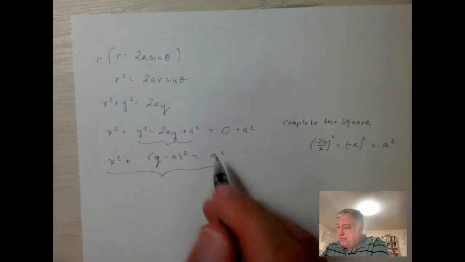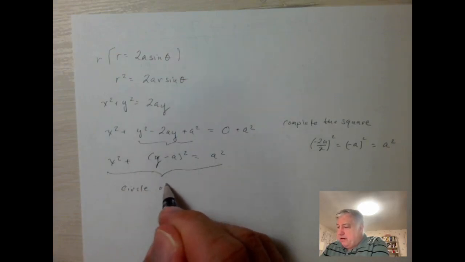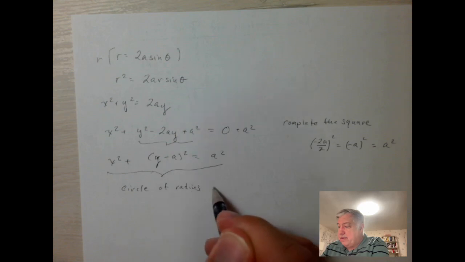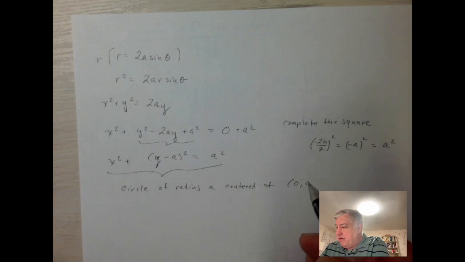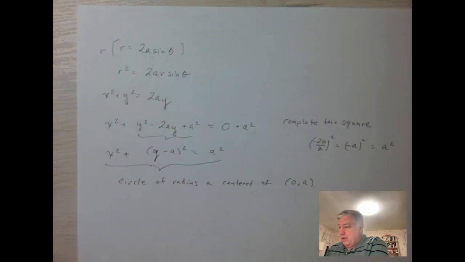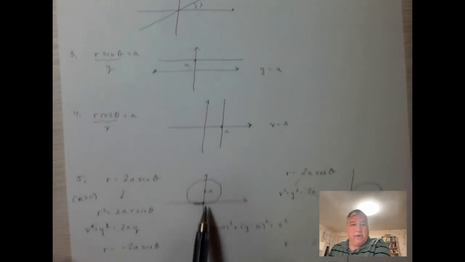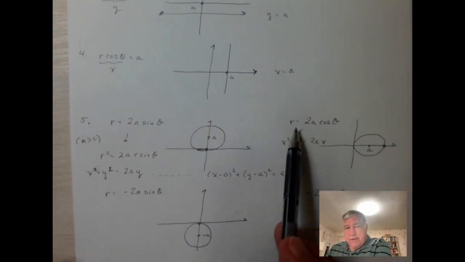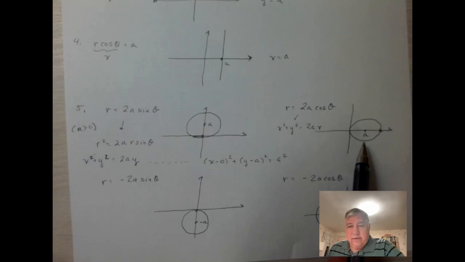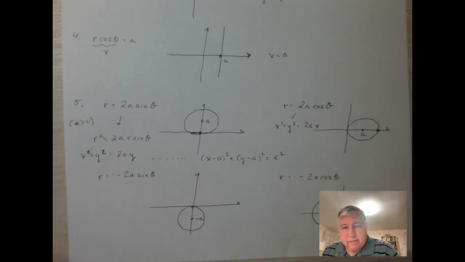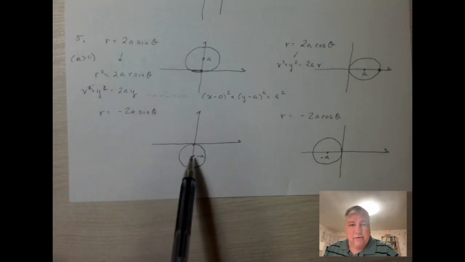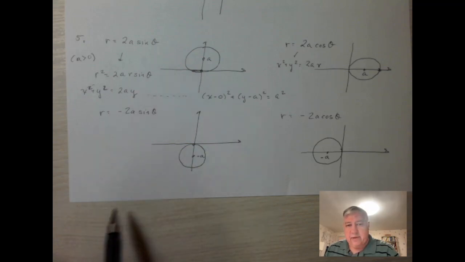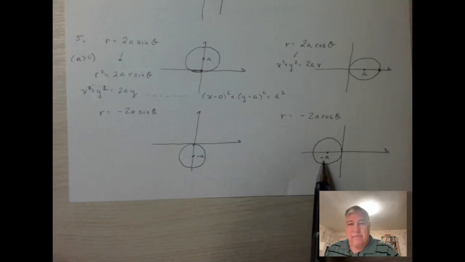So this is a circle of radius a, centered at the point (0, a). Okay, and that's exactly what we have right here. Okay, we can do the same thing here and see that we get a circle centered at (a, 0). If we do the same thing here with a minus here, we get a circle centered at (0, minus a), and here we get a circle centered at (minus a, 0). Okay, so all these are circles.